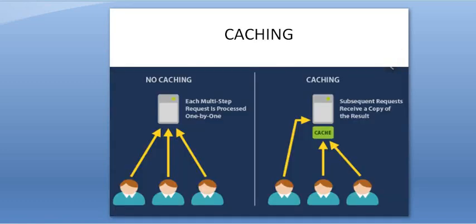In Spring, the cache abstraction is a mechanism that allows consistent use of various caching methods with minimal impact on the code. Why do we need cache?